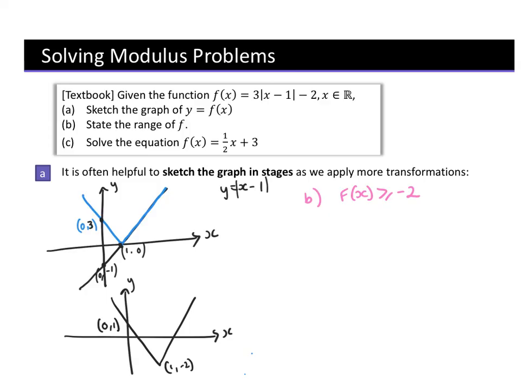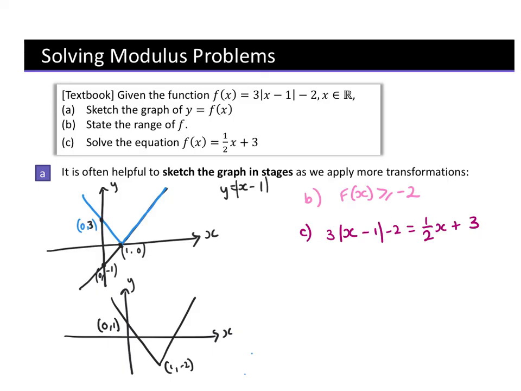And then part C says, solve the equation f of x equals a half x plus 3. So for part C, we know f of x is 3 modulus x minus 1, minus 2, equals a half x plus 3, because this is what our f of x is. First of all, I'm just going to sketch the line to see how many points of intersection. I'm assuming they're going to be 2, but let's see.